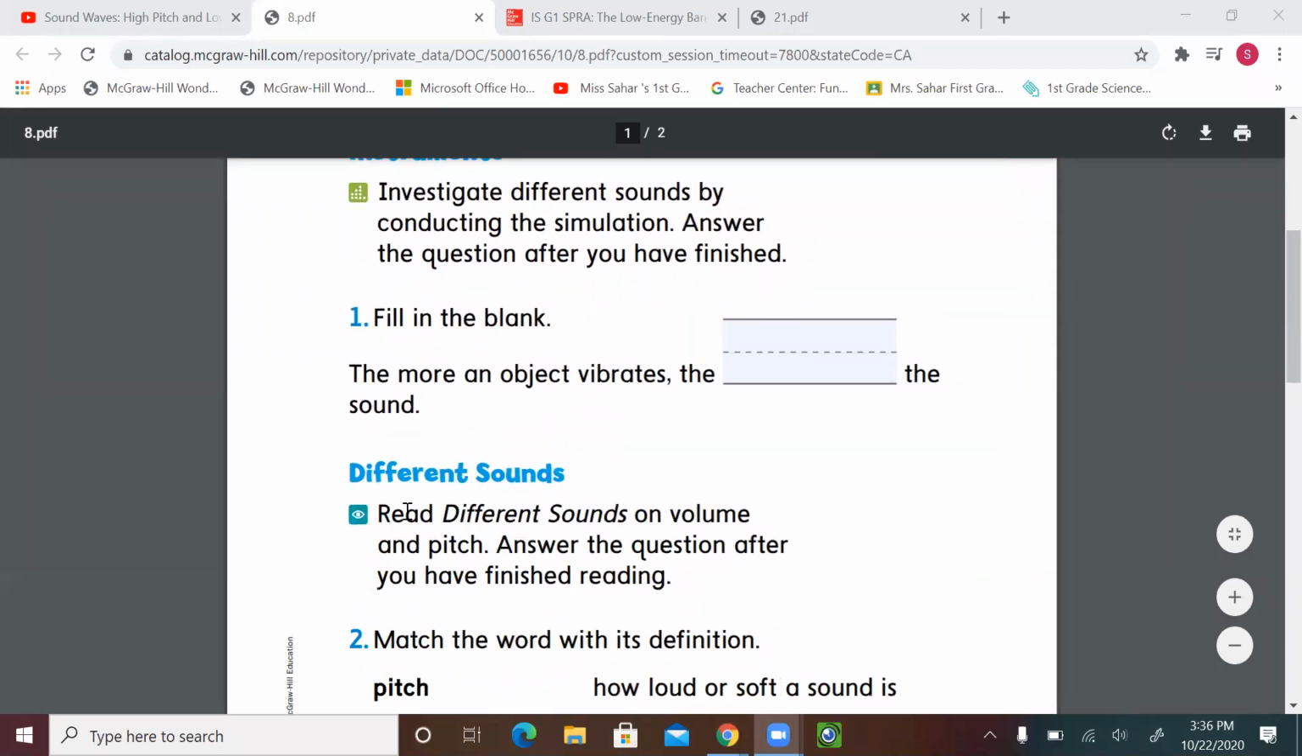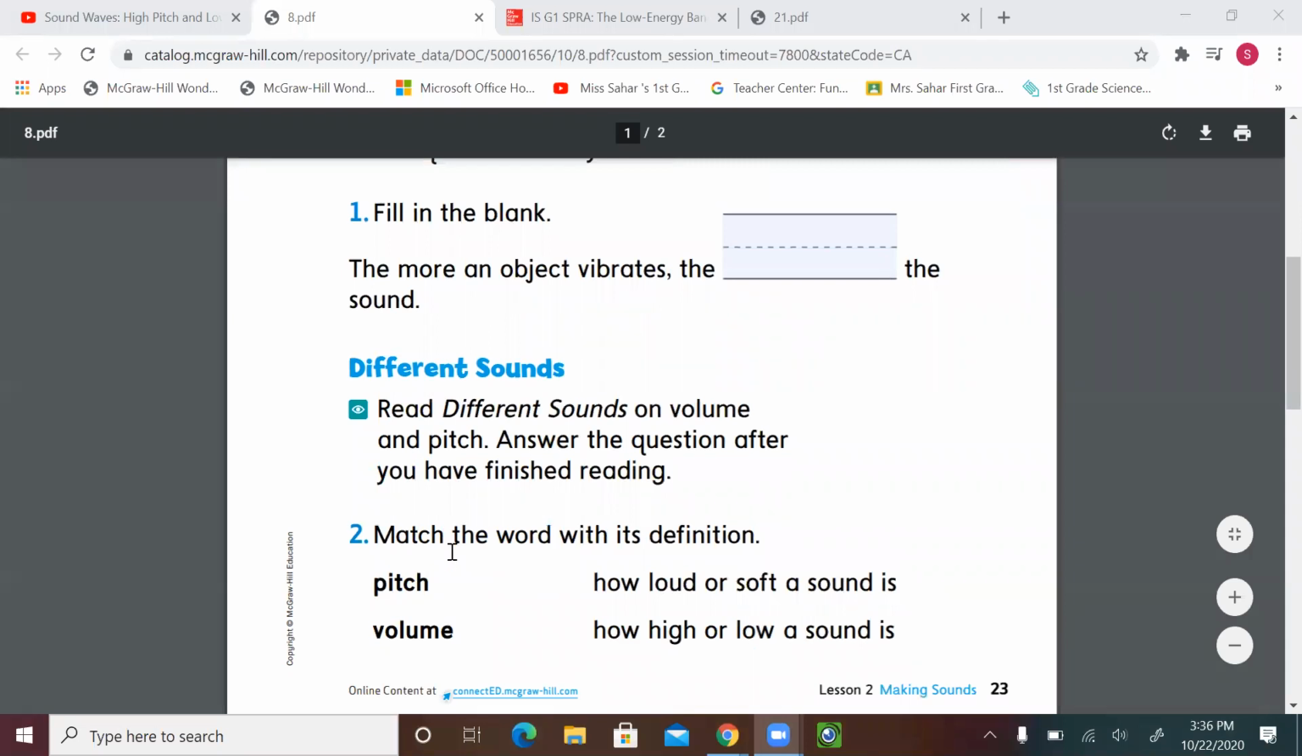All right, different sounds. Read different sounds on volume and pitch. Answer the question after you have finished reading. So let's read the question first. Match the word with its definition. Pitch, how loud or soft a sound is, or how high or low a sound is. Volume, so we have the two words, pitch and volume, and we have two definitions, how loud or soft the sound is, or how high or low a sound is. And then we need to match the two words on the left side with the two definitions on the right.